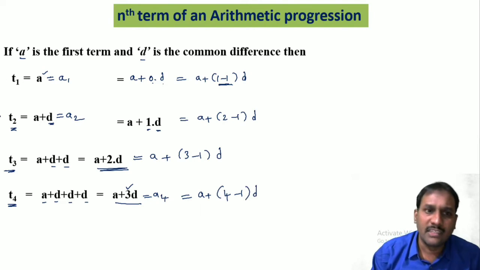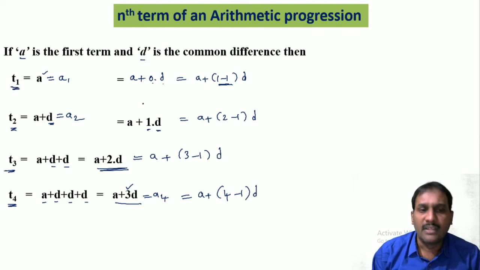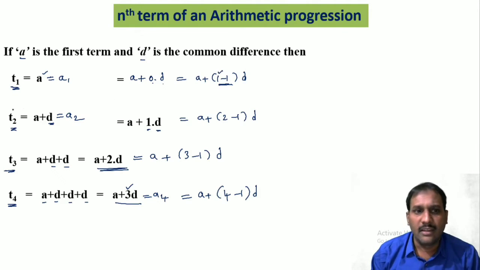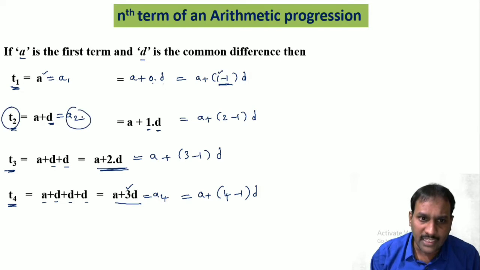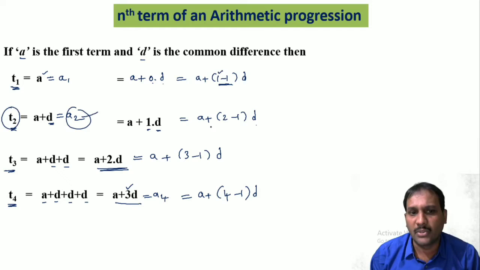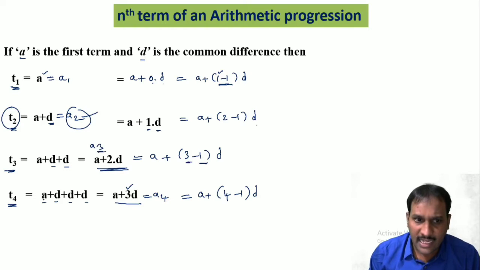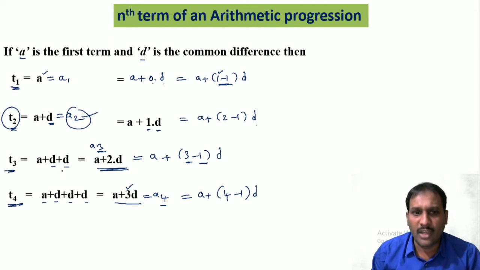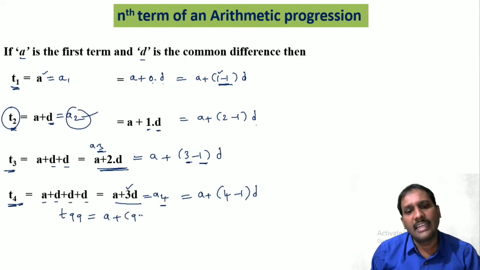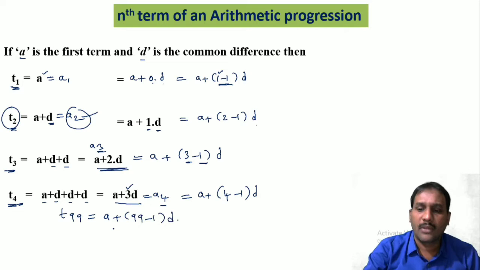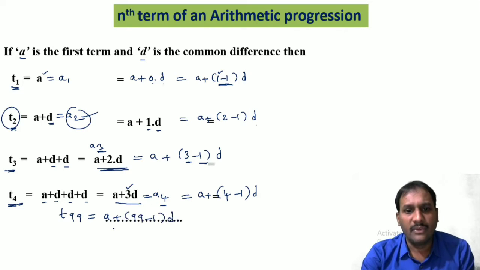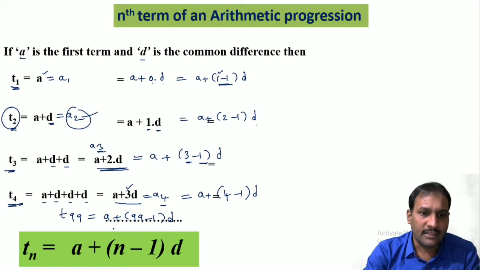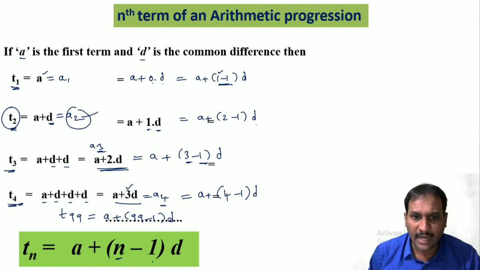So if you observe here, when it is the first term T1, it is A plus 1 minus 1 into D. When it is T2 or A2, the second term, A plus 2 minus 1 into D. When it is A3, it is 3 minus 1 into D. When it is A4, T4, A plus 4 minus 1 into D. Suppose you have something like T99, then it will be A plus 99 minus 1 into D. Similarly, if you have Tn, then it will be A plus n minus 1 into D.